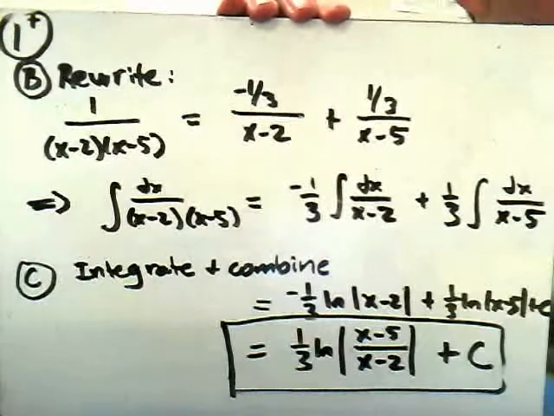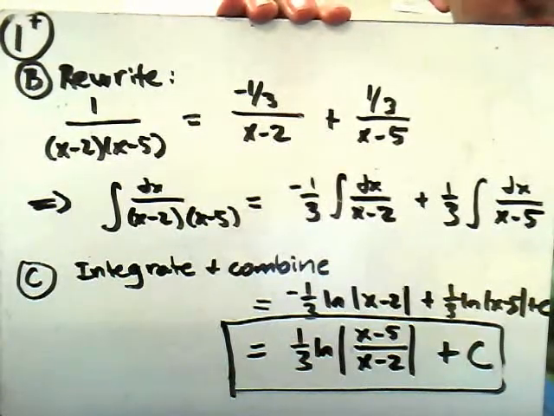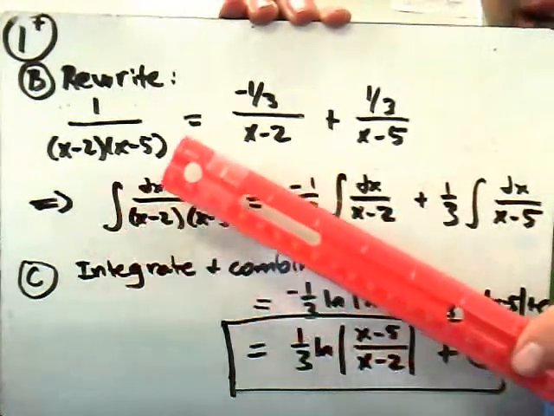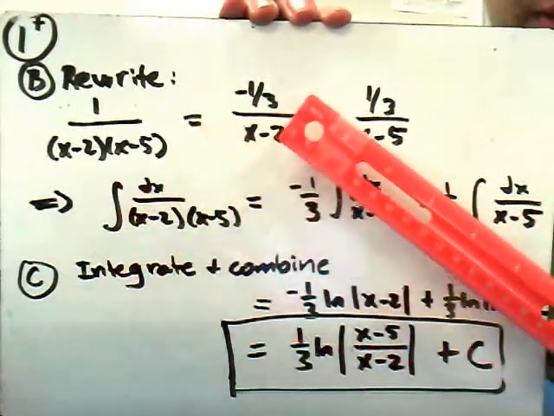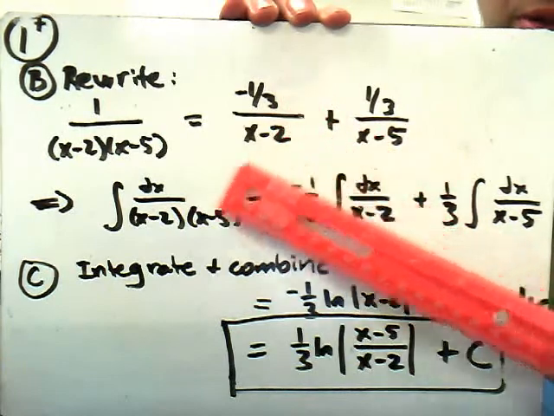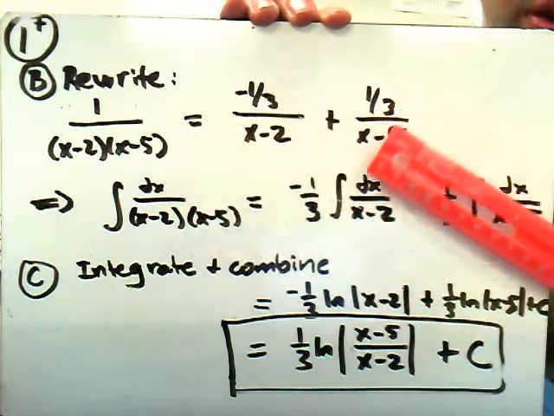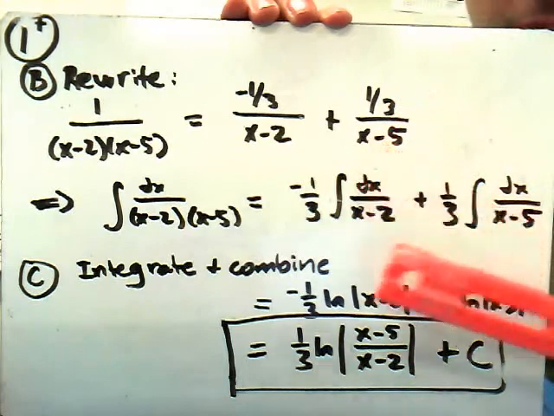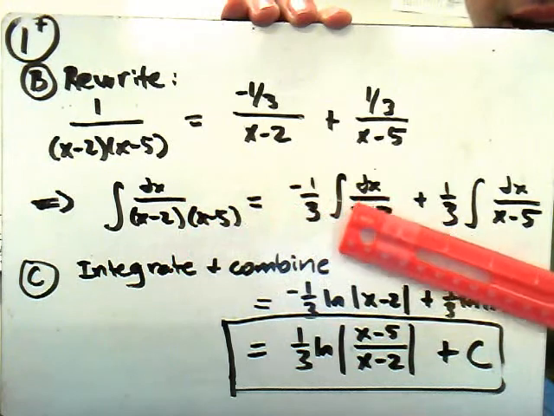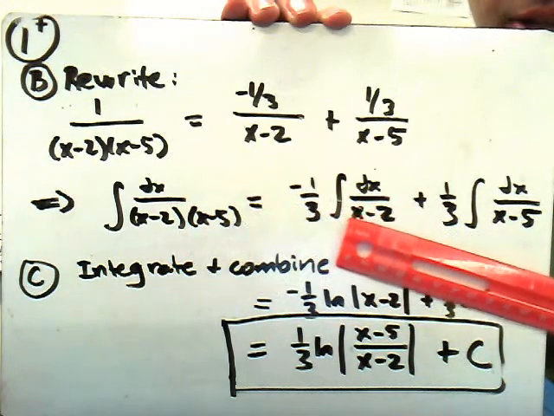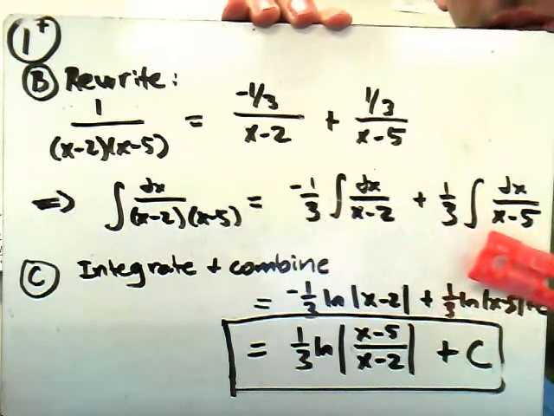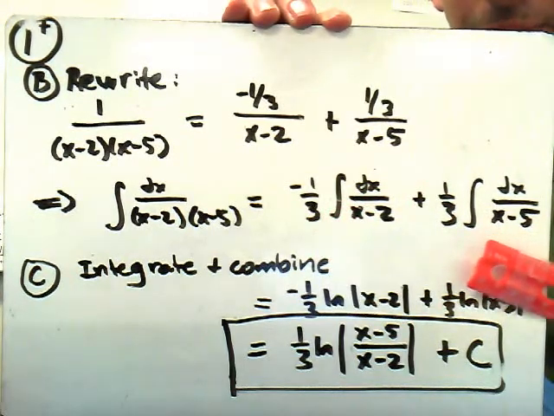So, in the next part, we can rewrite the statement as 1 over x minus 2 times x minus 5 equals negative 1/3, because that was what we determined A to be, over x minus 2, plus 1/3 over x minus 5. We can then rewrite the integral statement as negative 1/3 times the integral of dx over x minus 2, plus 1/3 times the integral of dx over x minus 5.